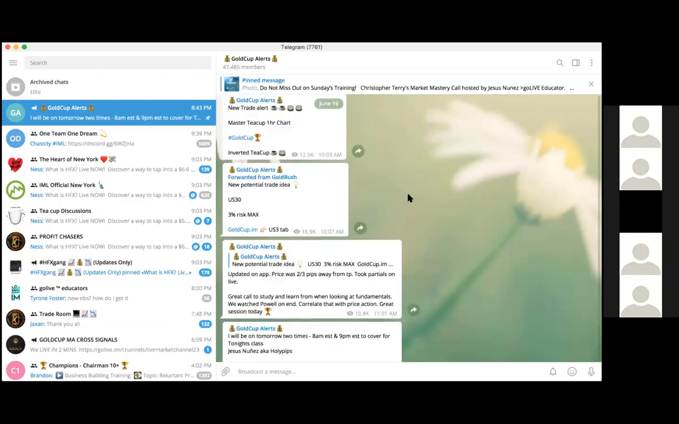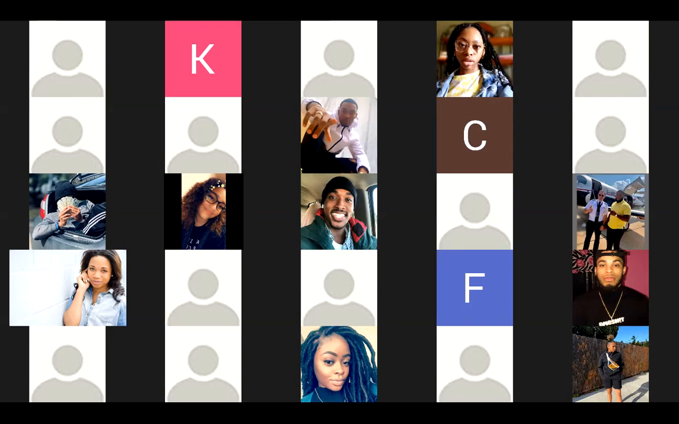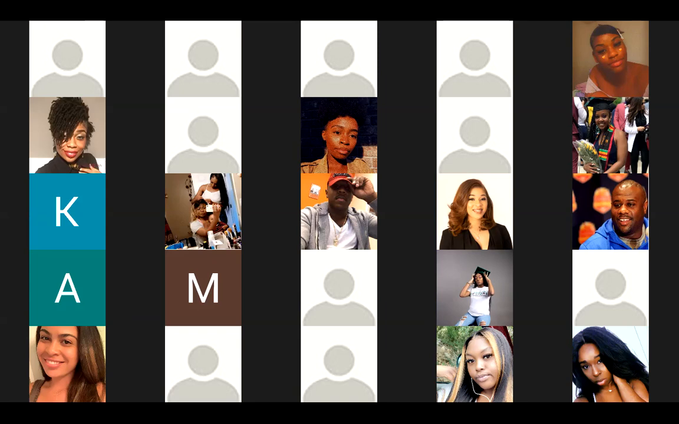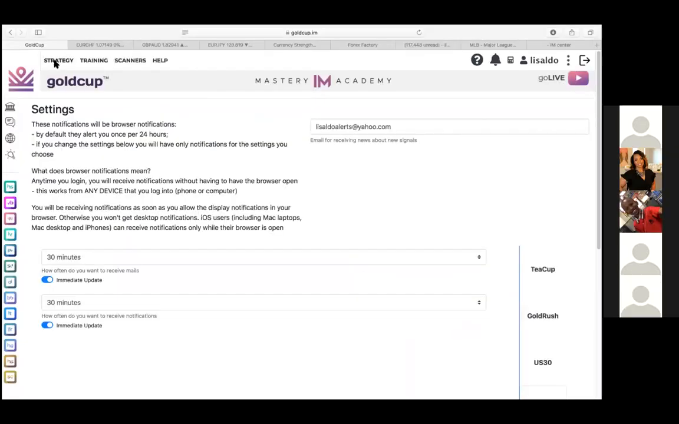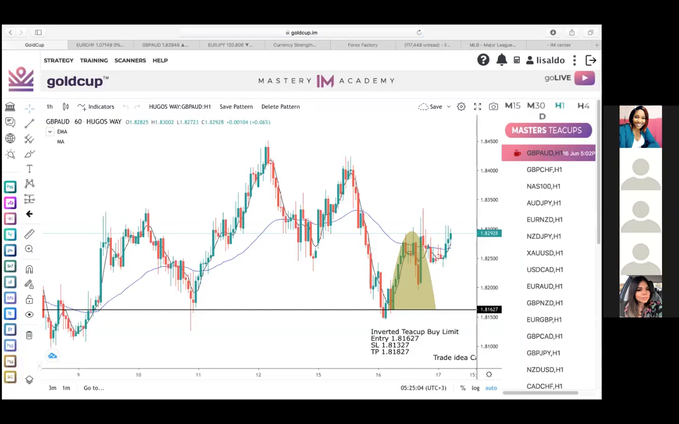And it's pretty simple, guys. When you see a trade called, US 30 or Master Teacups, all you're going to do is come to the strategy tab. The one I called was the Master Teacups 1 hour chart. So you're going to click on Master Teacups, click on the 1 hour time frame, and the actual trade will pop up right there. You won't get all these other currency pairs, which I get because I have to make calls on them. But you'll get the one that was actually called, so you don't have to go through all these currency pairs to find where the trade was called. That's the easiest way.